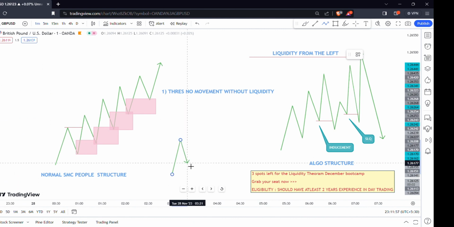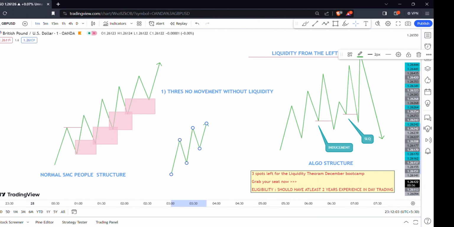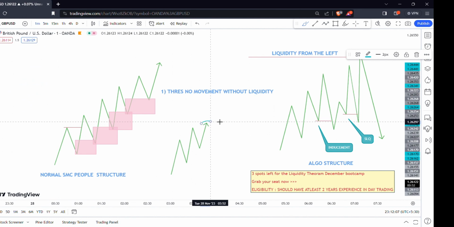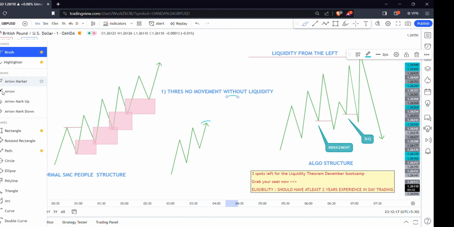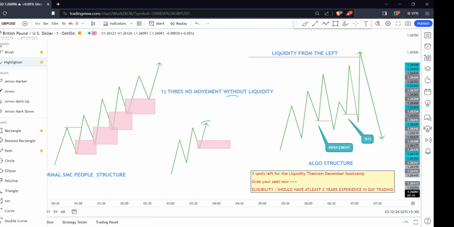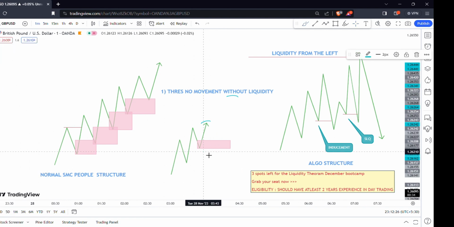If you want to see, if the banks want to move the price from this point to, let's say, this point, they want to induce the liquidity, right? So how will they get the liquidity? So we know, right? Many people will buy here, and many people's stop losses will be here.